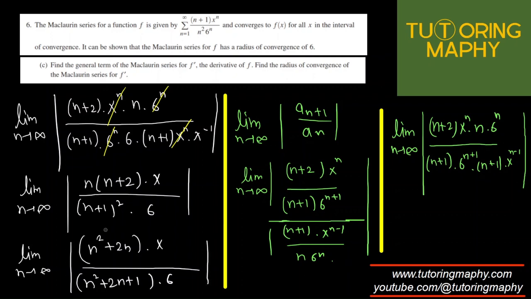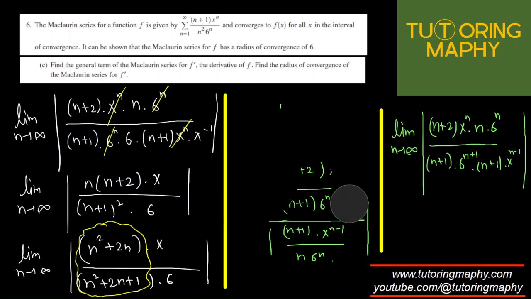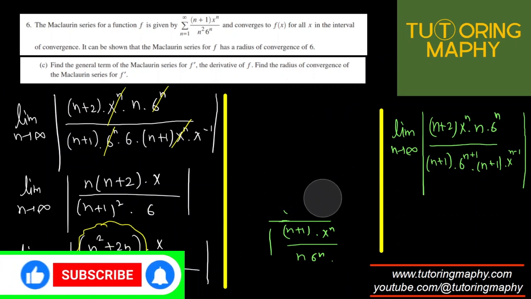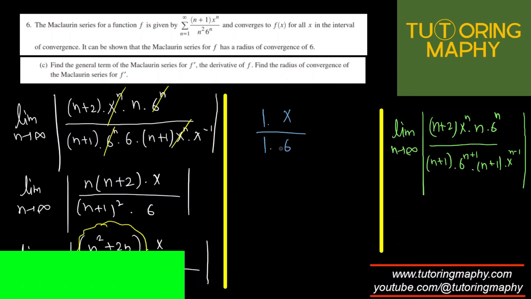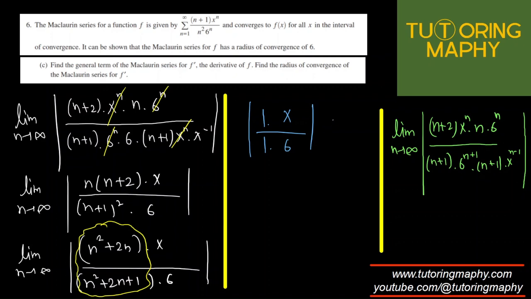And now if you see, this is a ratio of two quadratics having the leading coefficient of both as 1. And if you remember, this is a little bit of pre-calculus, that whenever this happens, then the ratio of the leading coefficients is basically the answer of the limit. So the leading coefficient of the first one is 1, x remains as it is. The other one is 1, 6 remains as it is. And that now is supposed to be less than 1 if we want to find the interval of convergence.